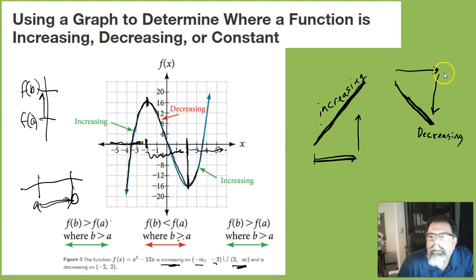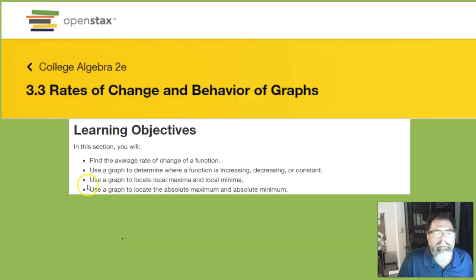So if this is f of b, is smaller than f of a. So here's f of a. Remember, that's a y value. This would be f of b. So see, that's going down. All right. Hopefully that makes sense. In our next learning objective, use a graph to locate the local maxima and local minima.